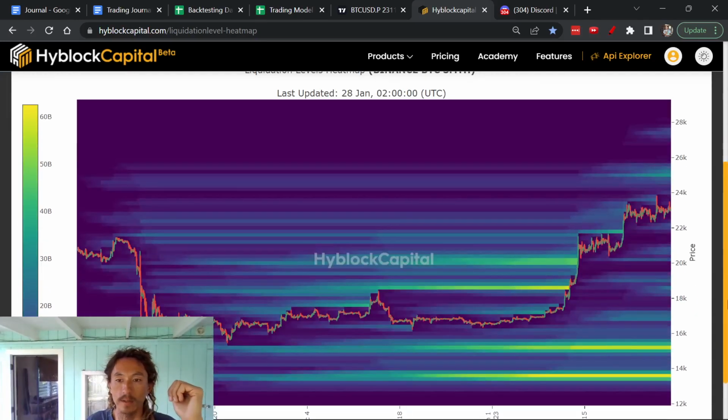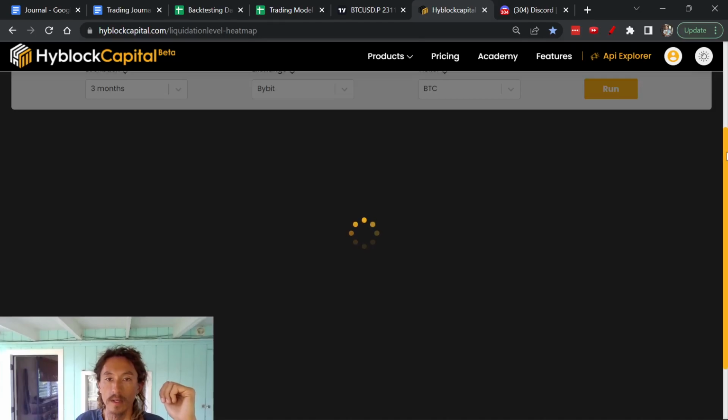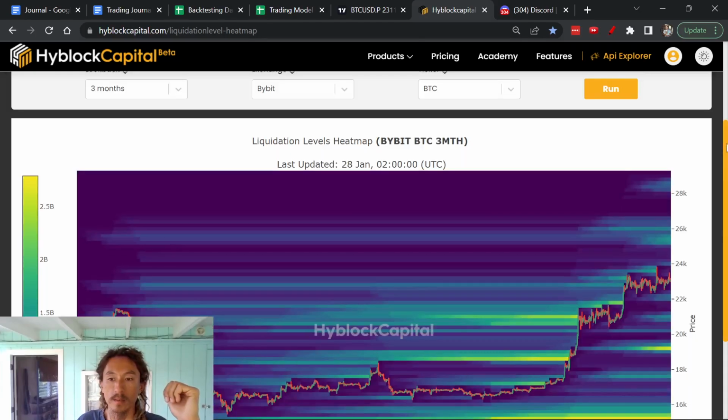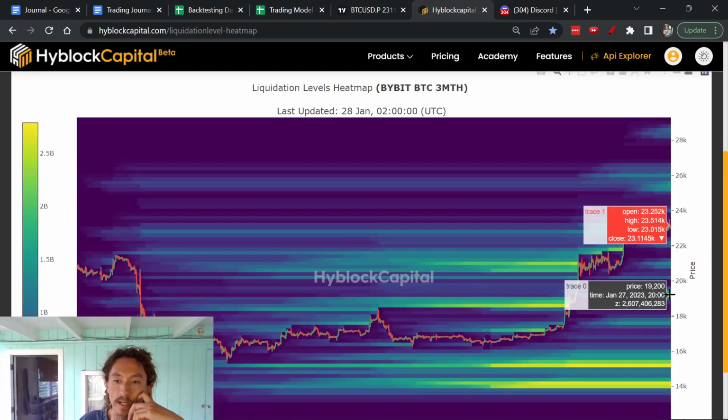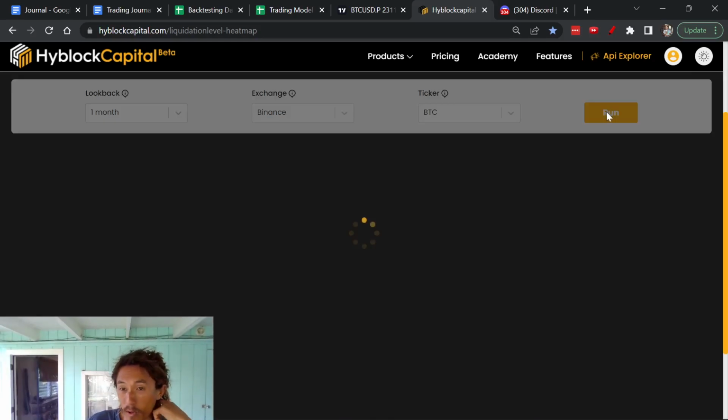There's significant liquidity under the lows, but it's very unlikely we go back there for a number of reasons, but possible. Bybit's showing a hot spot at 19,200, but I don't think it has quite enough volume to be a really attractive target for people.